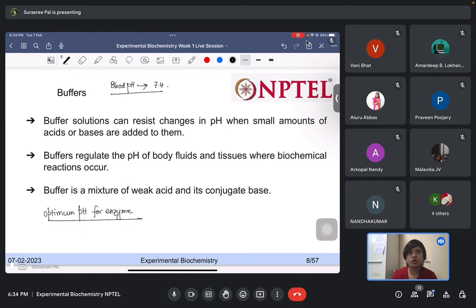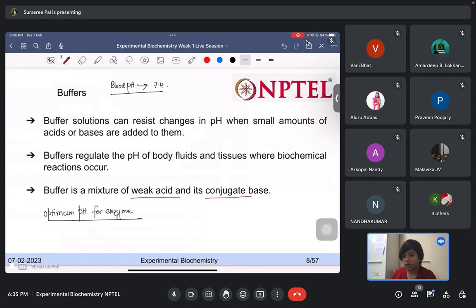So therefore we should maintain that pH condition in our in vitro systems as well, which is why we need buffers, because buffers can maintain the pH at a specific value. Even if small amounts of acids or bases are added to it, it does not change; it resists the change in pH. How does it resist the change in pH? We will discuss it later on. But remember that a buffer is a mixture of weak acid and its conjugate base, right?